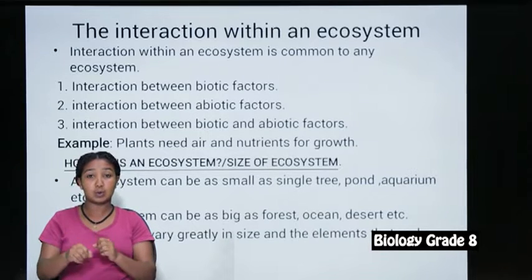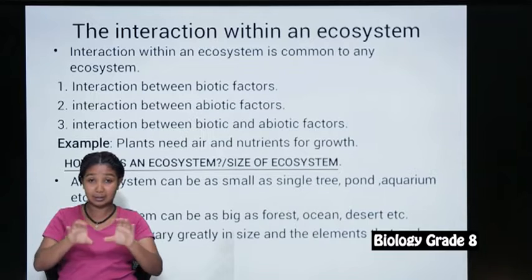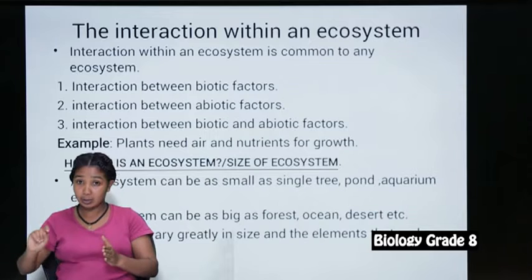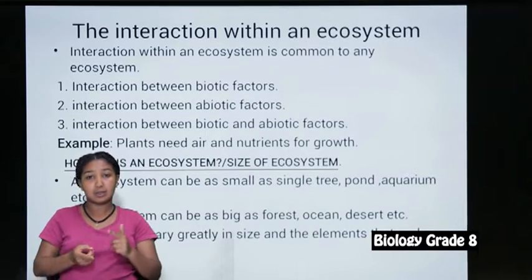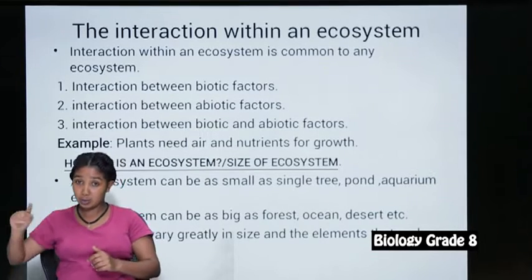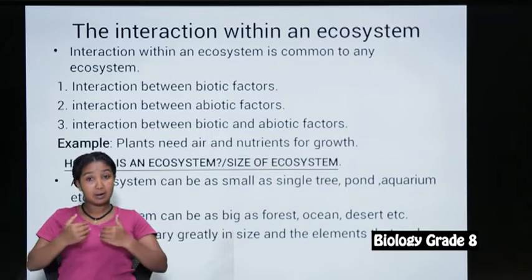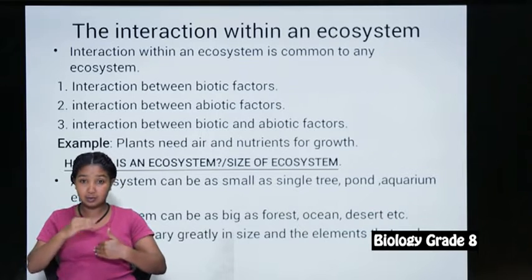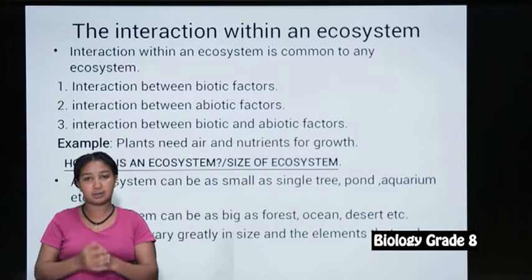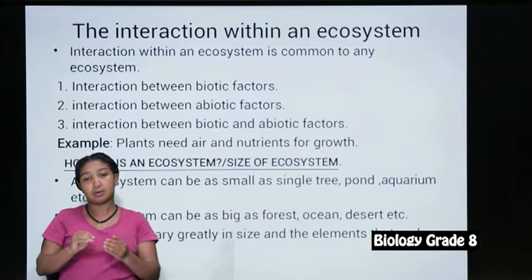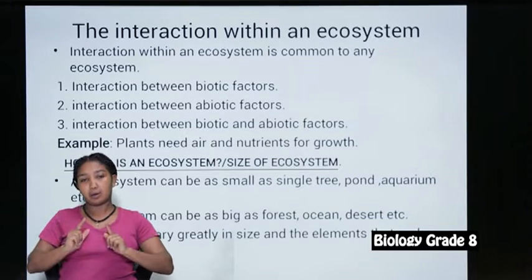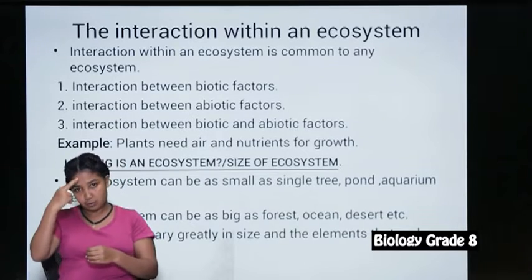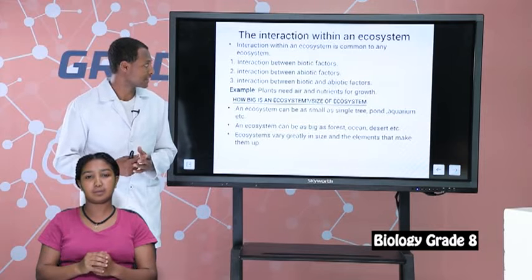The possible interactions taking place within an ecosystem are, first, interaction between biotic factors, that means living things; second, interaction between abiotic factors; and third, interaction between biotic and abiotic factors. Interaction between biotic factors means between animals and plants for the purpose of food and reproduction. So interaction takes place between living things.